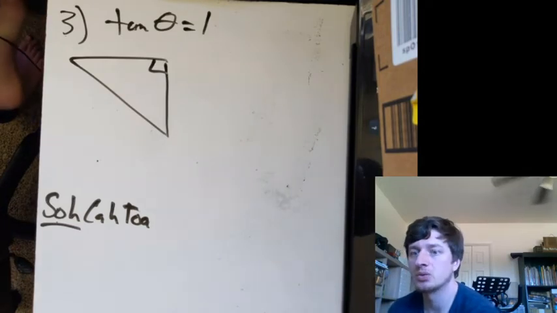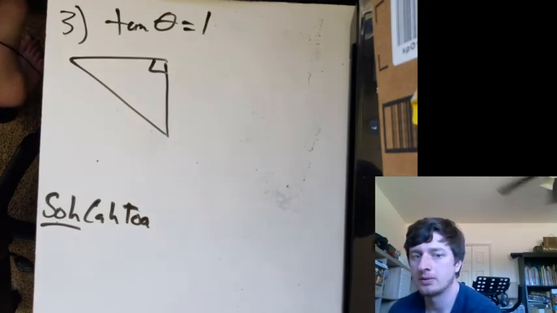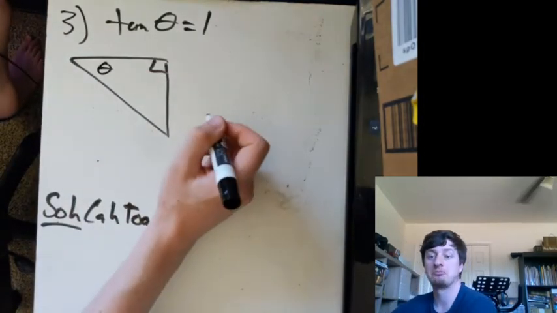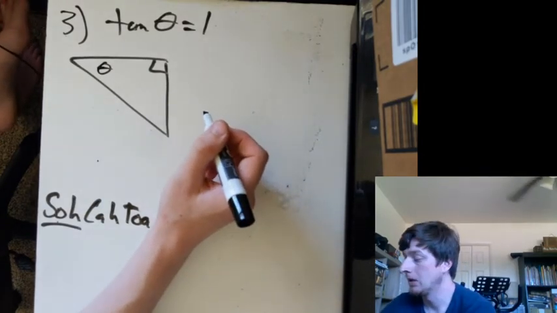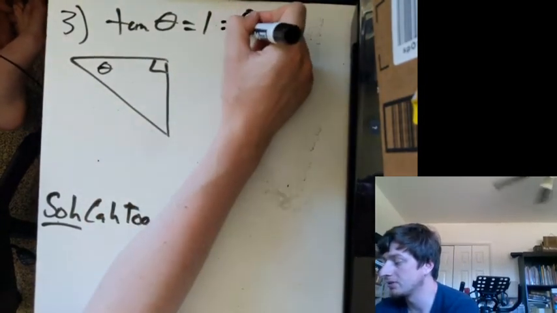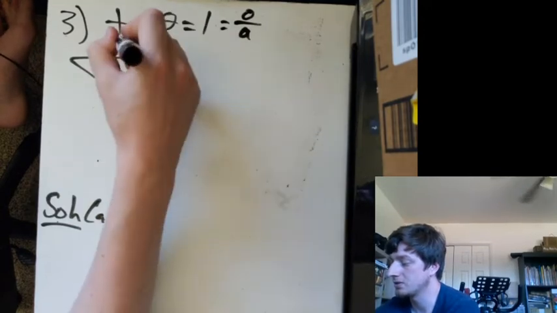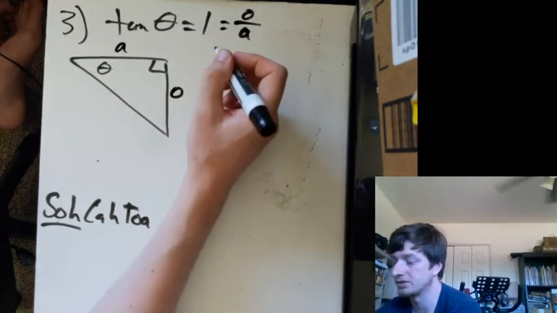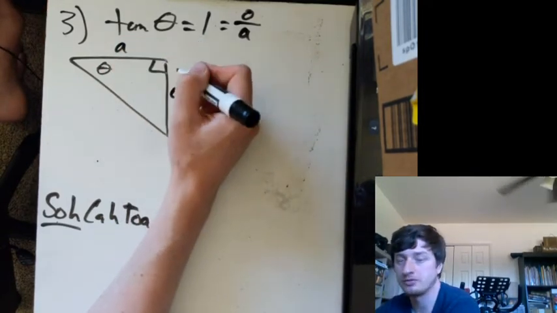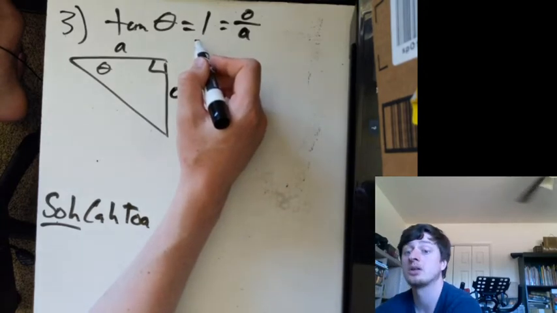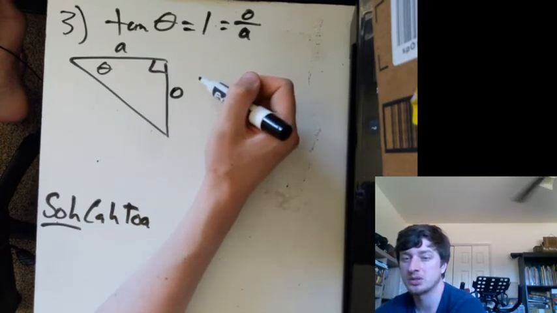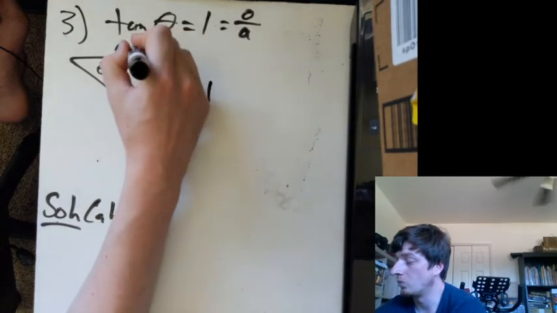Tan of theta is 1. Now, it doesn't matter which angle is theta. Could be this one, could be this one. I'm just going to make it this one because it's easier for me to see. And then tangent is opposite over adjacent. This is our opposite side, this is our adjacent side, relative to theta, right? So we need 2 numbers that, when divided, equal 1. Now there are a lot of numbers that, when divided, equal 1, but we don't need to pick all of them. We just need to pick the simplest one, and the simplest one is 1 over 1.